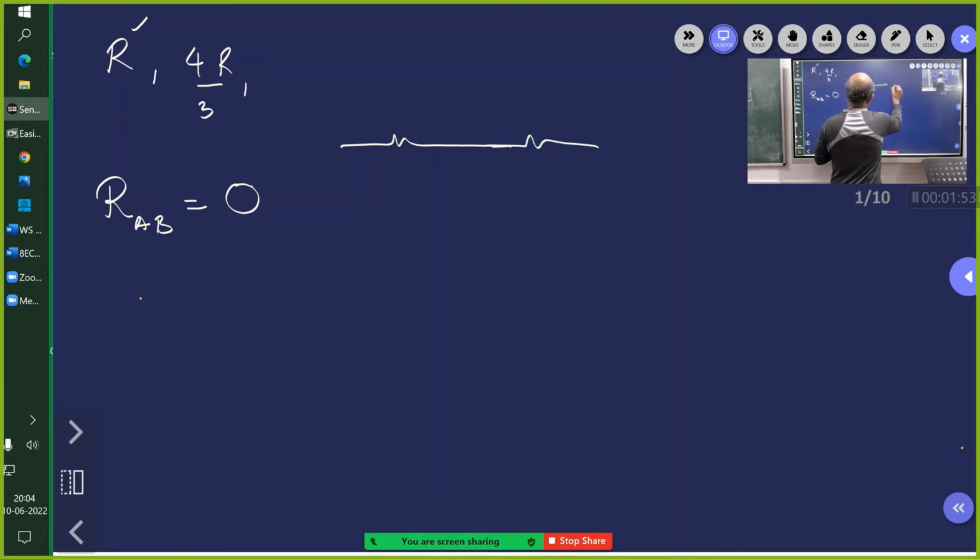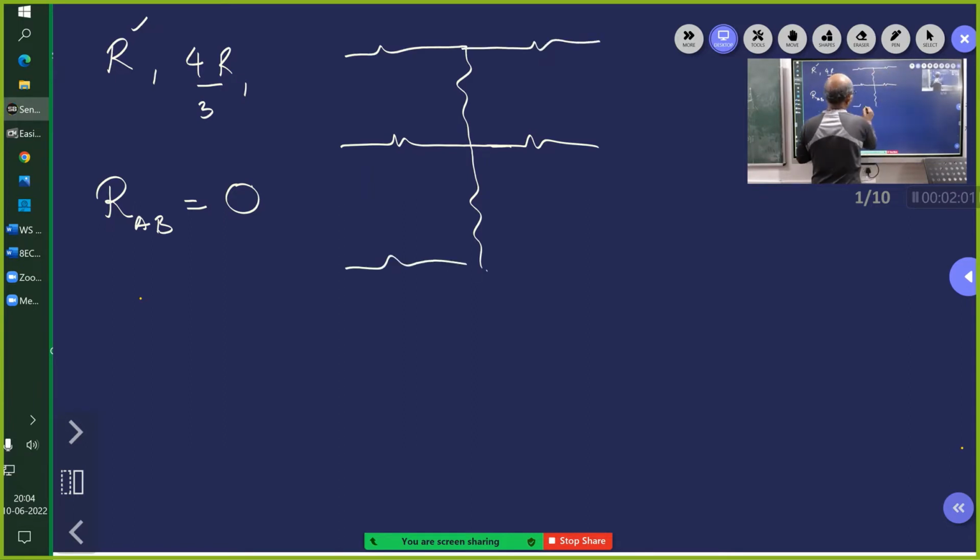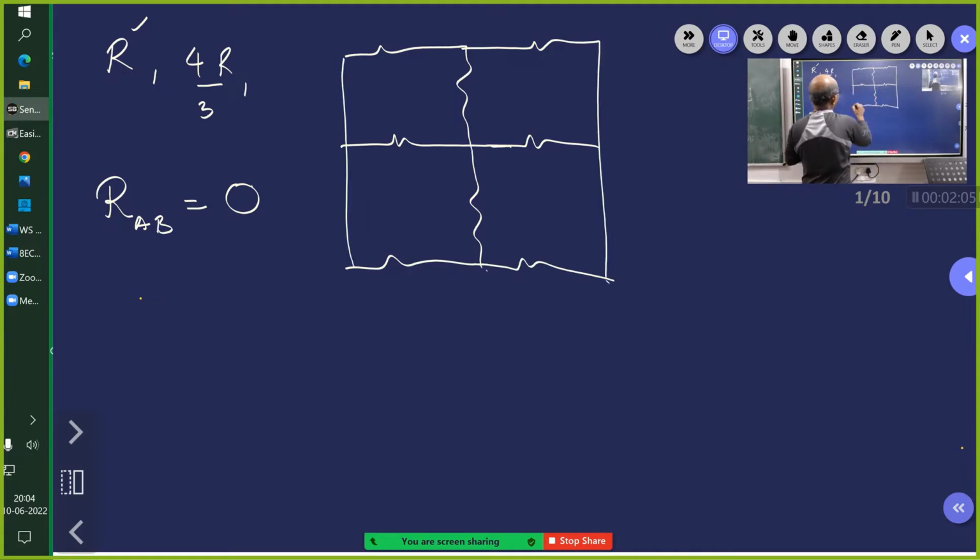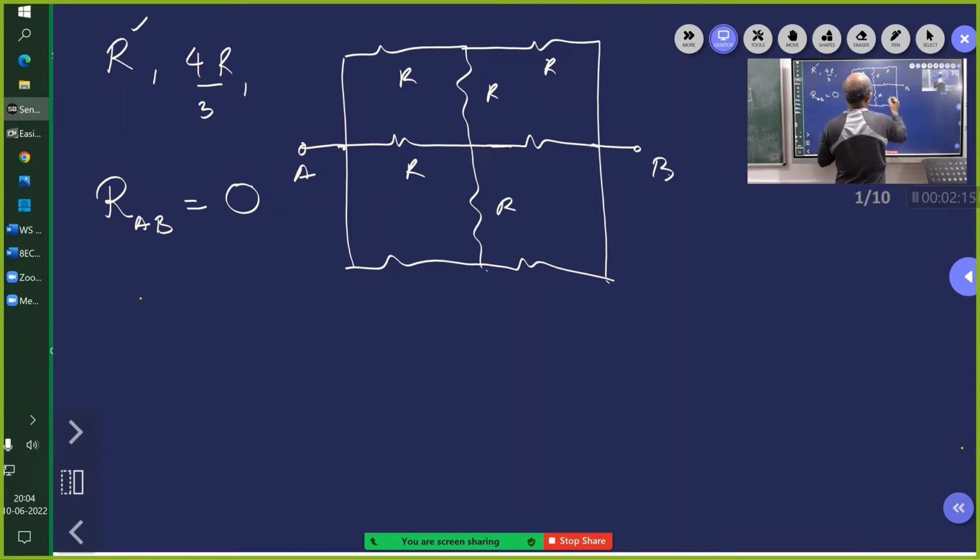I am going to give you a circuit like this. This point is A and this point is B. All resistors are R. Now, what is the equivalent resistance between A and B?